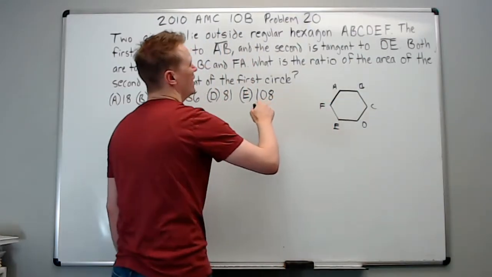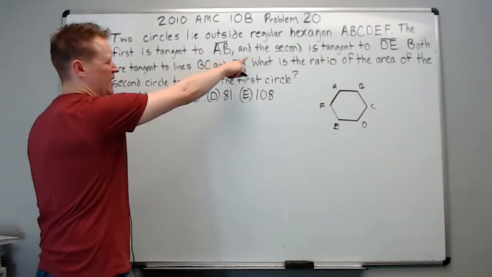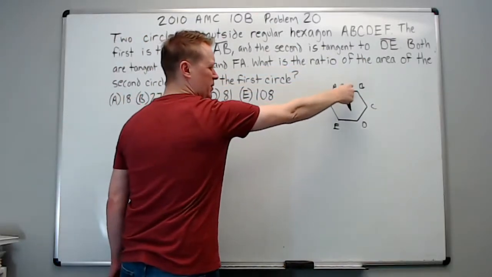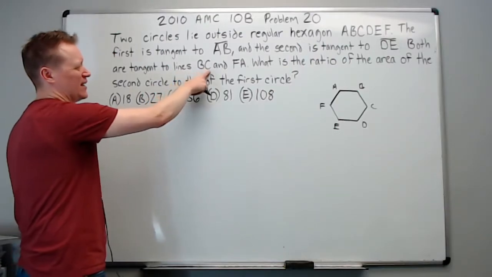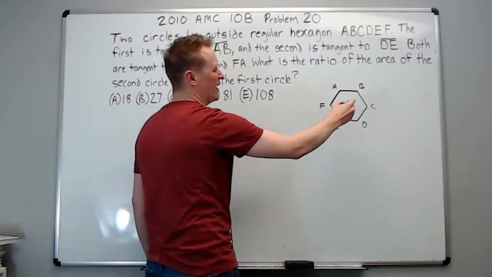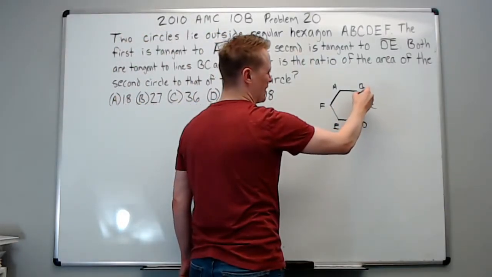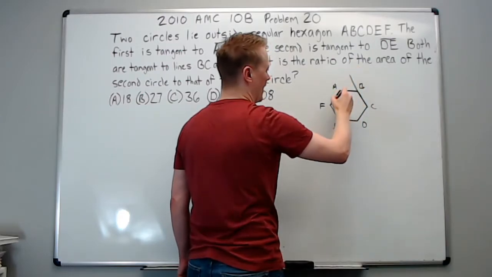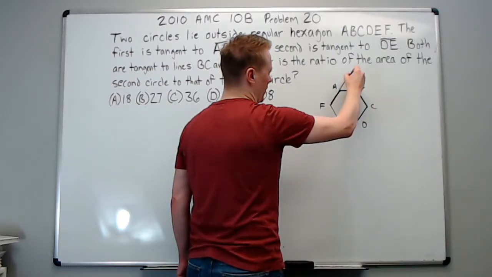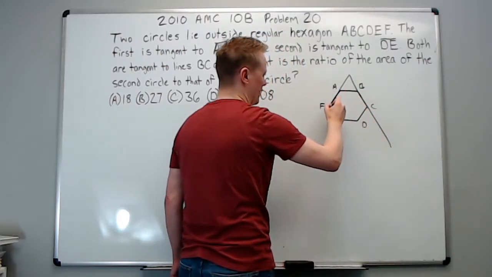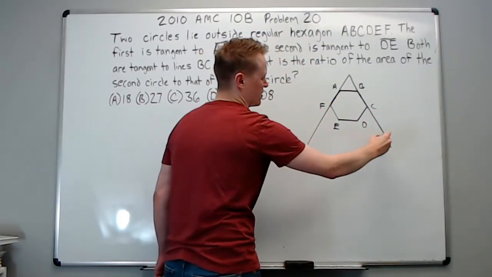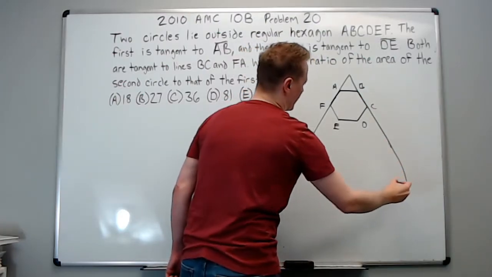And what do we have? Two circles. One's tangent to AB, the second. So there's one up here and one up here. Don't draw them yet. Both are tangent to lines BC and FA. So I have to extend BC out this way and AF out this way. And then this will come down here, and this will come down here like so. Okay, now where are the circles?